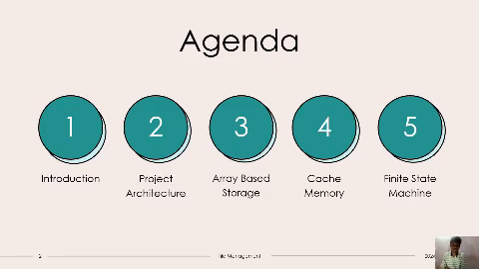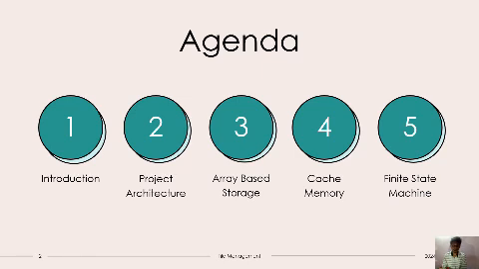input from the users. The next is cache memory, which stores the recently accessed data. The last is the finite state machine, which handles the states of the machine, from write to read or read to write. It depends upon the state I have been working in.